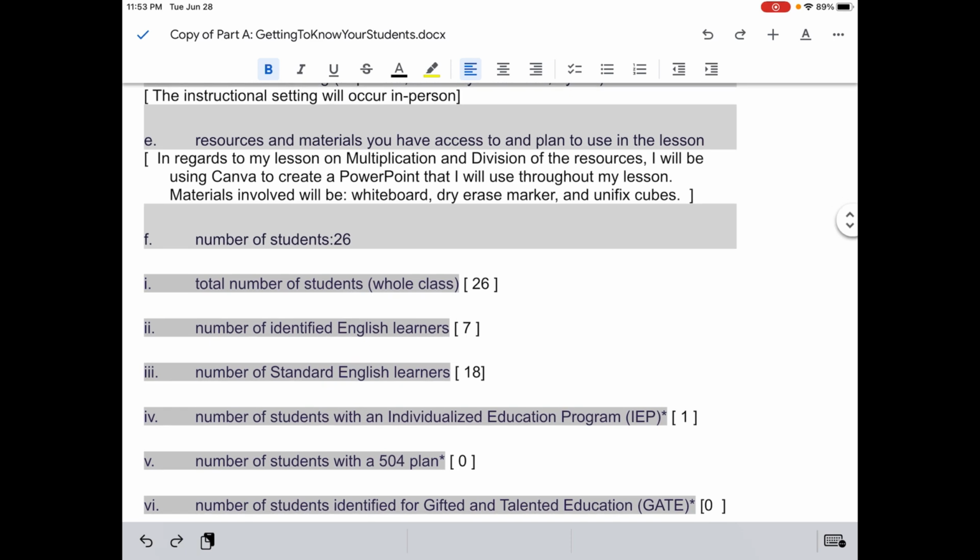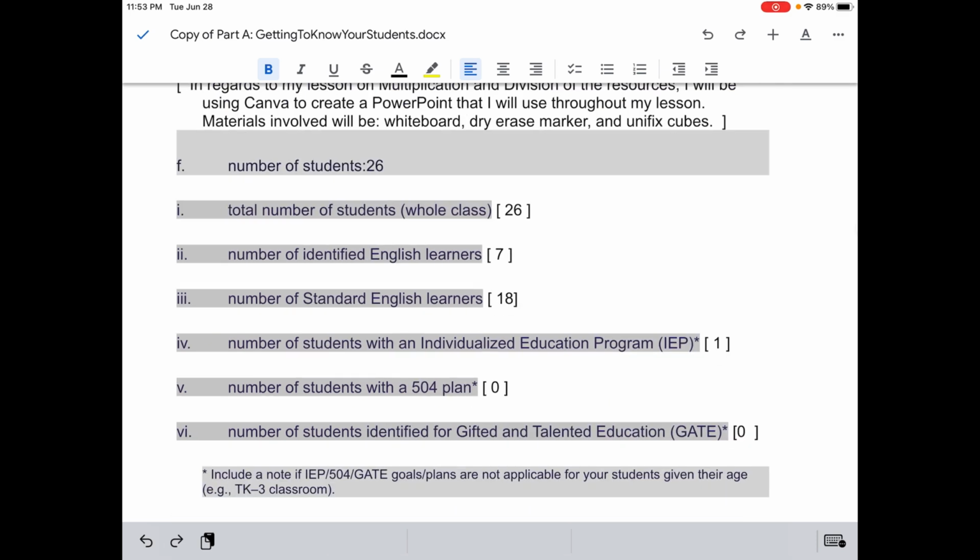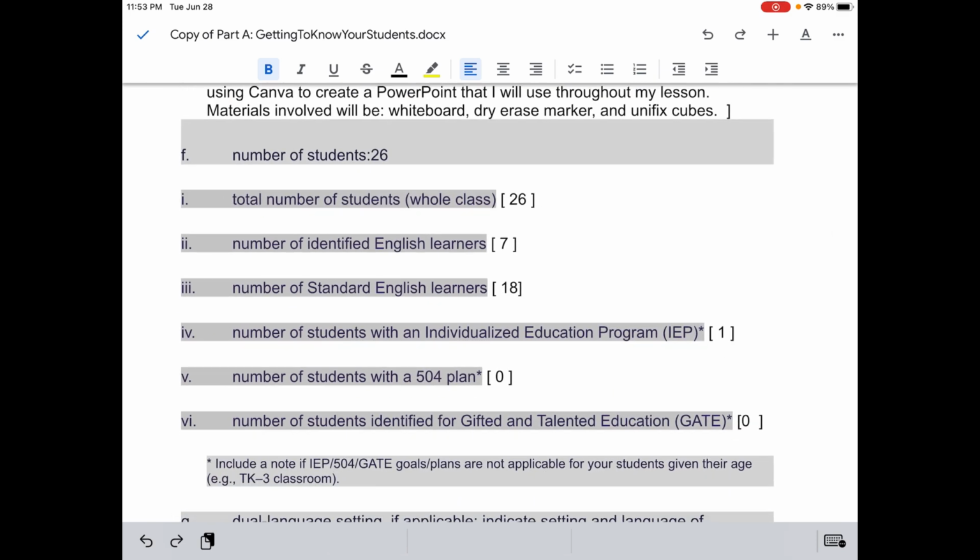And then the resources and materials. I wrote, in regards to my lesson on multiplication and division, that the resources we're using are Canva to create a PowerPoint that I will use throughout my lesson. Materials involved will be whiteboard, dry erase marker, and Unifix cubes. And then the total number of students in the whole class, number of students identified as English learners, number of students as standard English learners, number of students who are on an IEP, number of students who are on a 504 plan, and the students who are gifted.